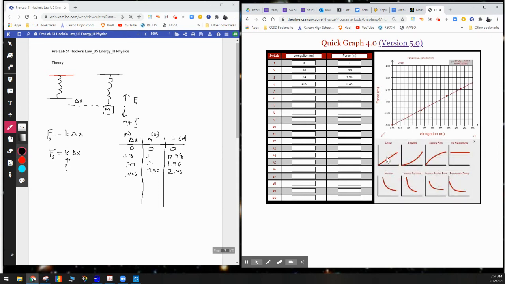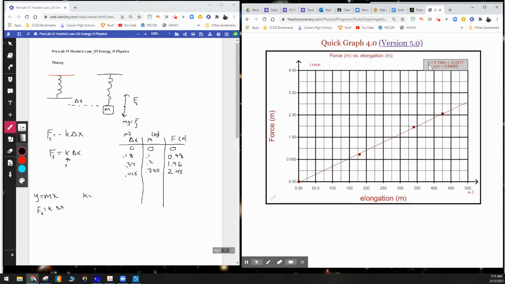Let me do a curve fit, and it appears to be linear. So from linear equations, we know that y is equal to mx. Now here was Hooke's law up here: the force of the spring equals K times delta X. This is the force of the spring, and delta X is here. It looks like the slope is going to be K. So in this case, what is K? K looks to be the slope, so let's see what the slope is.